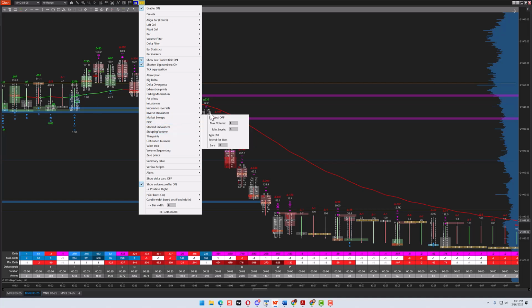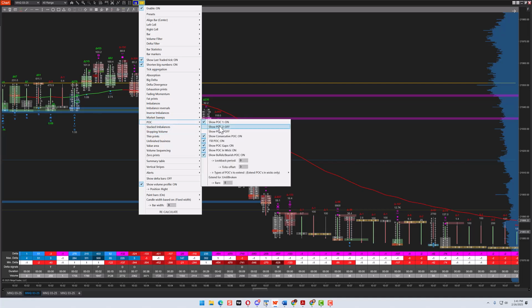Again, no harm in turning them on. The POCs, this is where I turn everything on except for the additional POCs, right? That's information overload to me. I want to fill it. I want the POC gaps. I want to see POCs in the wick. I want to show bullish or bearish. Again, this is my preference. That's what I turn on.